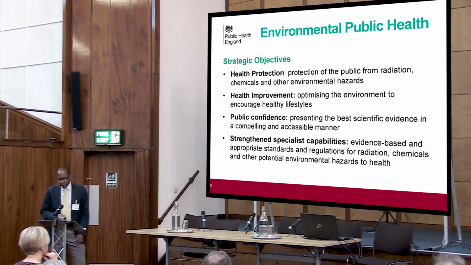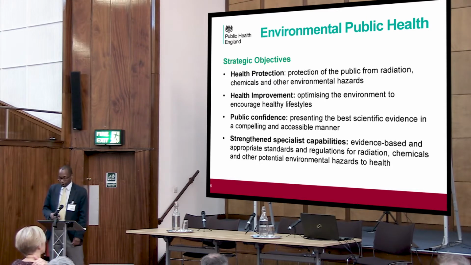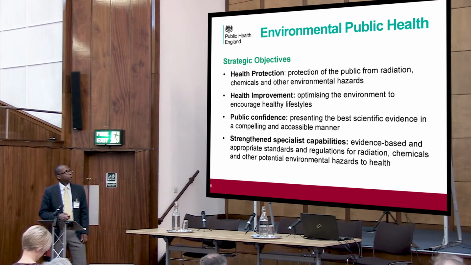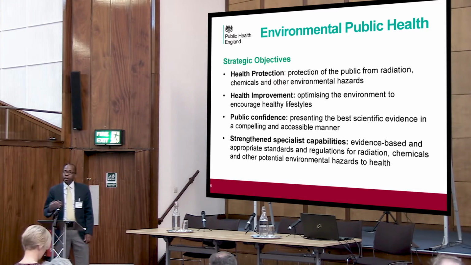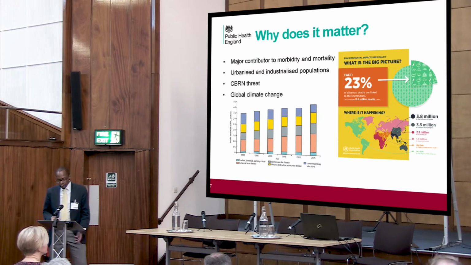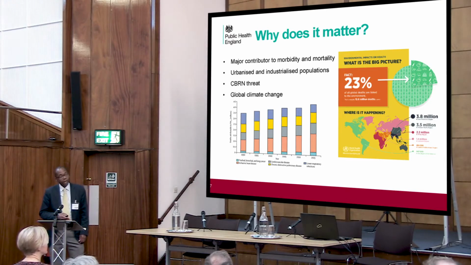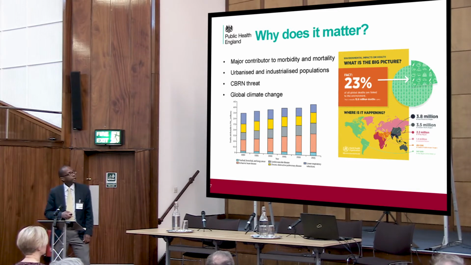So in terms of environmental public health, we're not solely focused on health protection and preventing exposures to individuals. We also work hard to optimise the environment to encourage healthy lifestyles. Why does this matter? The environment's a major contributor to morbidity and mortality, and I think it's been touched on already today. Around 25% of global deaths are linked to environmental factors. This is mainly due to air quality, especially in developing countries.